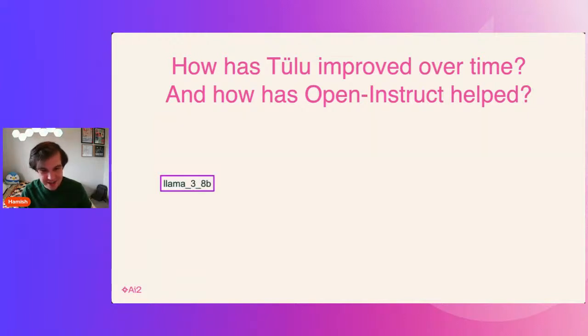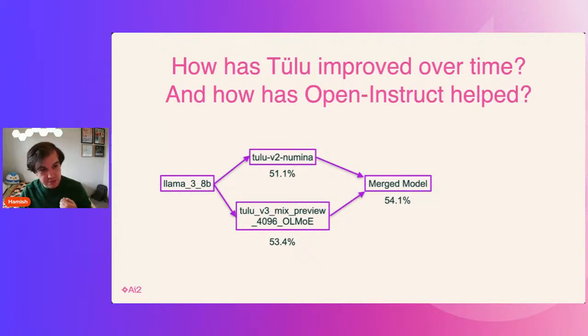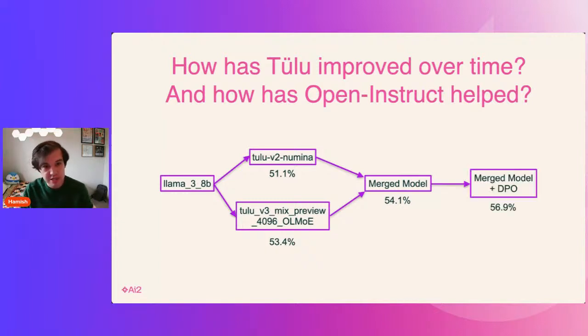To lay this out graphically, we started with Llama 3, and we trained it on this Tülu preview mix. We then trained a math-specific model, merged the two, got an overall better performing model, and then did DPO to further improve it. And this is honestly a more simple model lineage than some of the models we've been training internally recently.